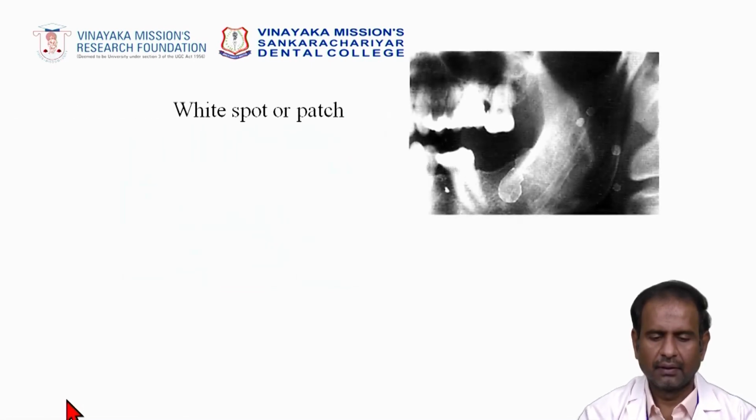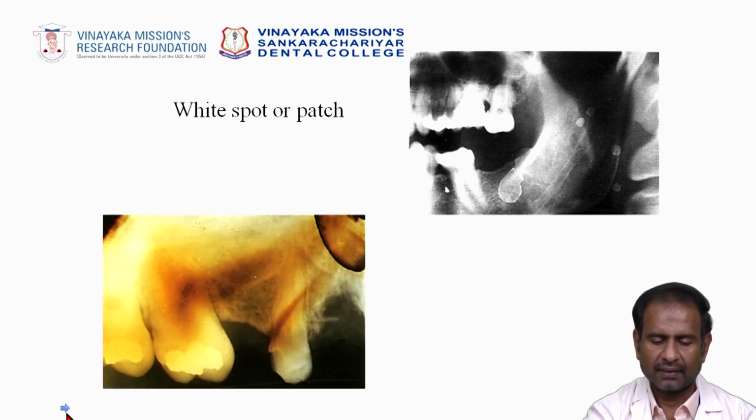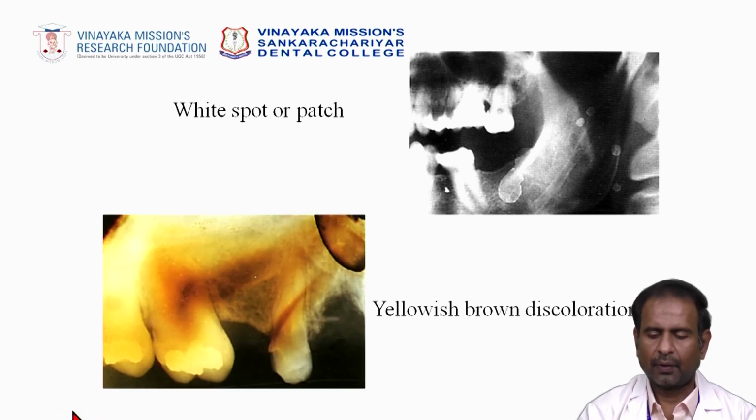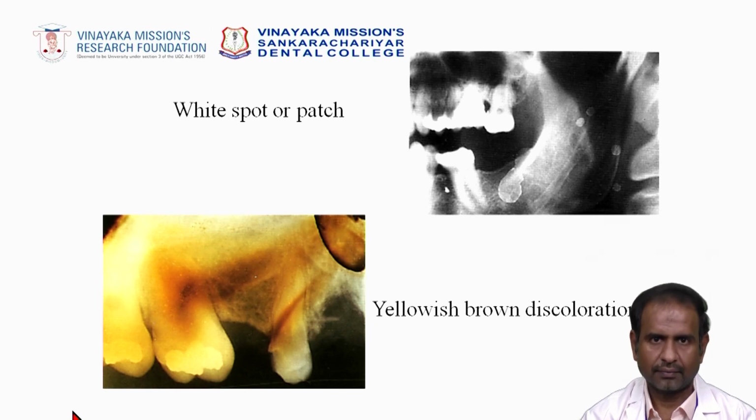Next one is a white spot or white patch. It will be contamination of the fixer solution. This is a yellow or brown discoloration due to not properly rinsing with water. After the film processing is over, we must completely rinse with water. That is the most important point.